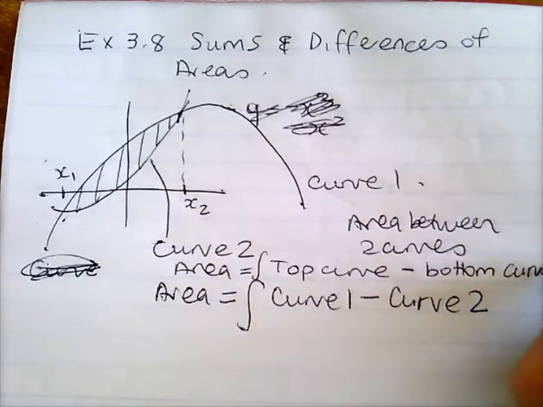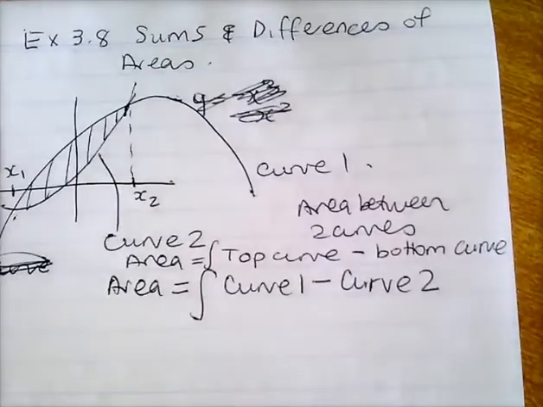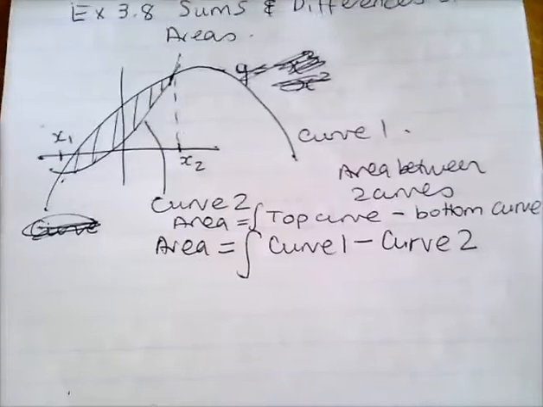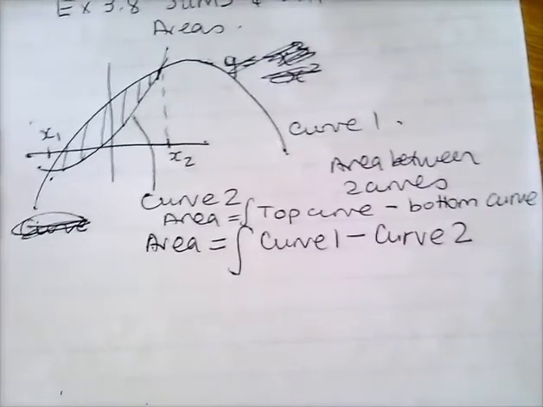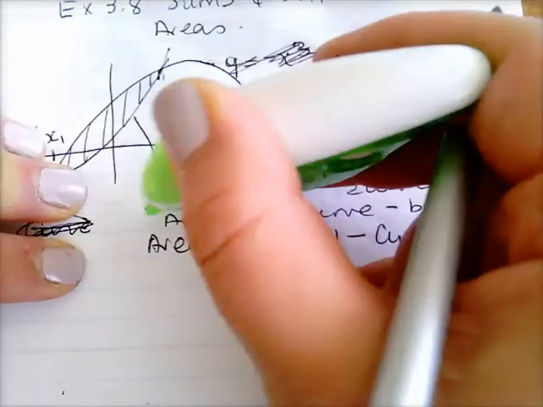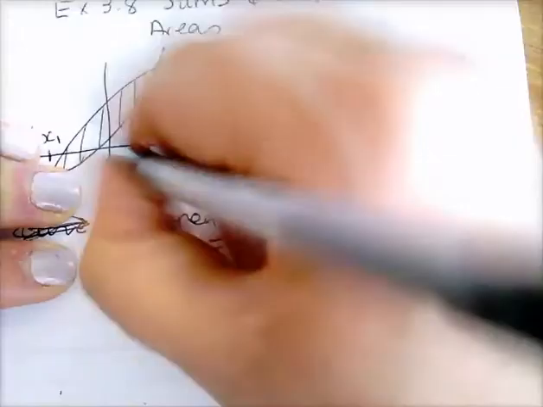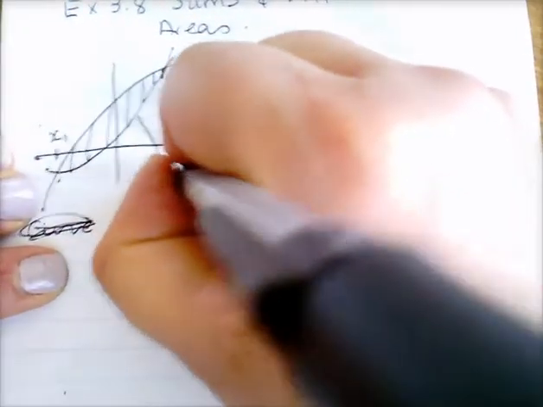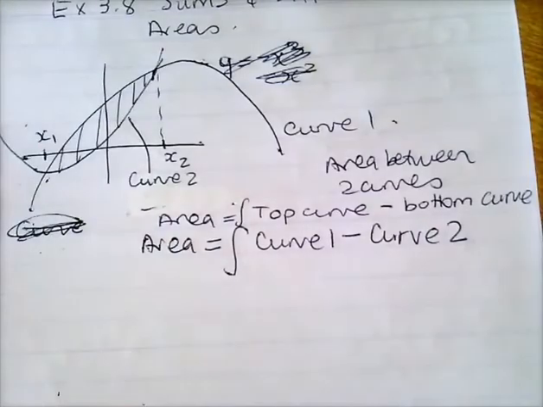If you do it the other way round, what do you think you'll end up with? My notes are very messy. What do you think would happen if I get it the wrong way round? You just get a negative answer. So this is curve 2 down the bottom, the concave up one. Curve 1 is the concave down one.